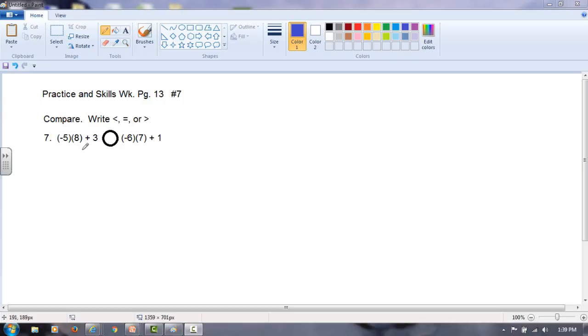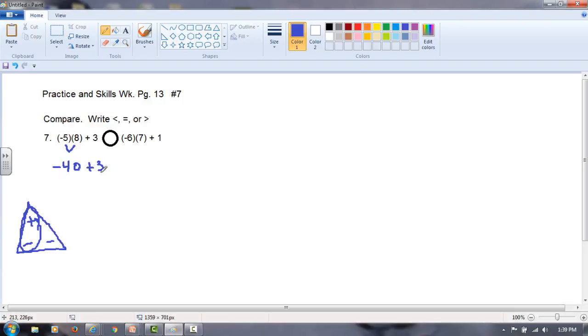Okay, so what I'm going to do is start off with the left-hand side and see if we can simplify that one first. Here you're multiplying and here you're adding. Order of operations tells us we multiply before we add, so I'm going to multiply these two. -5 times 8 is -40. And if you're not sure where that came from, we can refer back to our triangle. Negative times a positive. Circle these two and we get a negative, and then we have a plus 3.